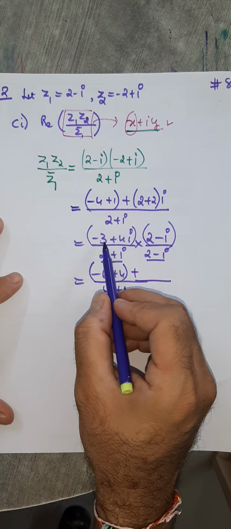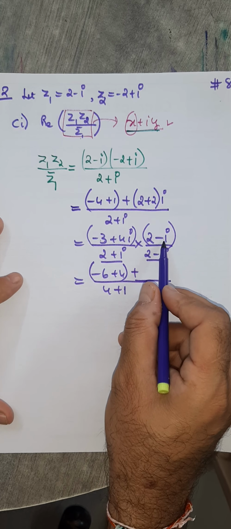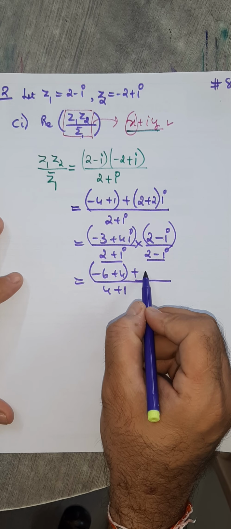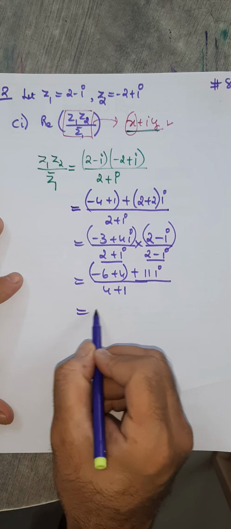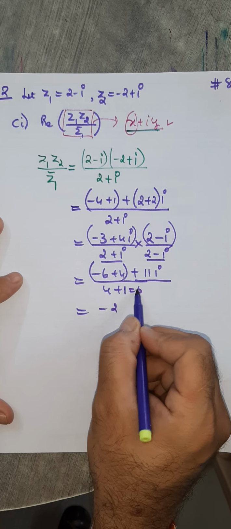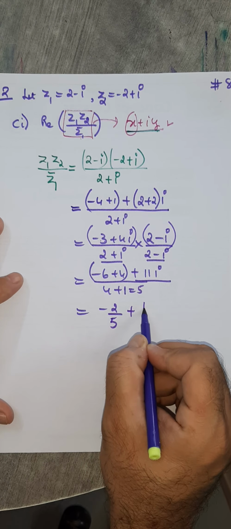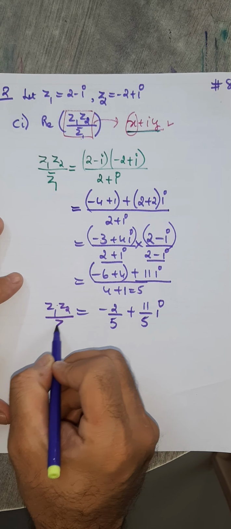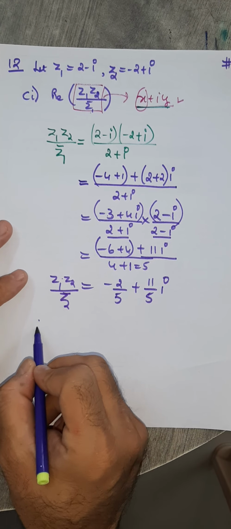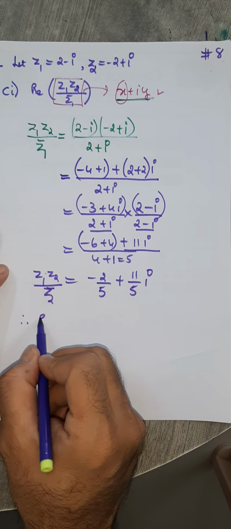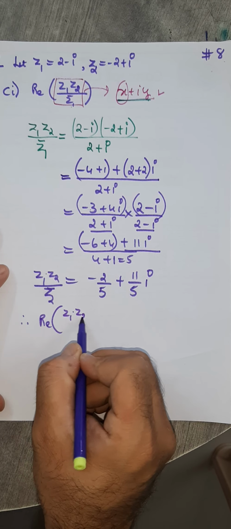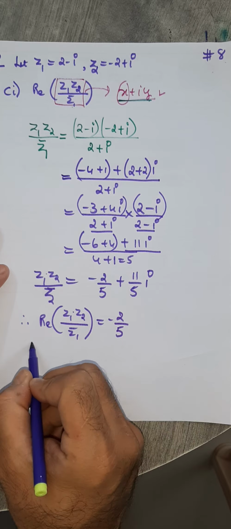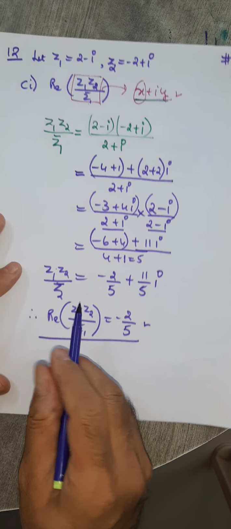Now the iota terms, this is plus 3 iota and plus 8 iota. So 8 plus 3, which is 11 iota. So you are getting minus 2, and the denominator is just 5 here. Minus 2 by 5 plus 11 by 5 iota. That's the simplified form of the given complex number. And now the real part of z1 into z2 upon z1 bar is minus 2 by 5, the term which is free from iota.